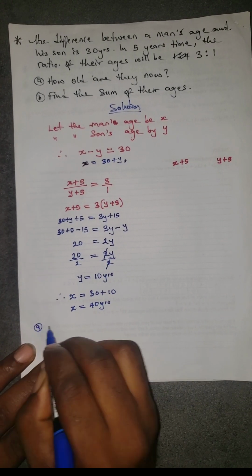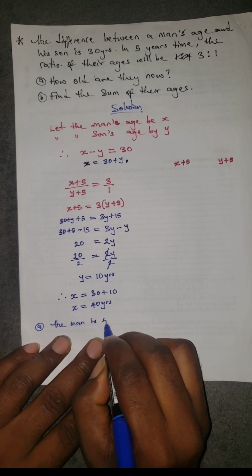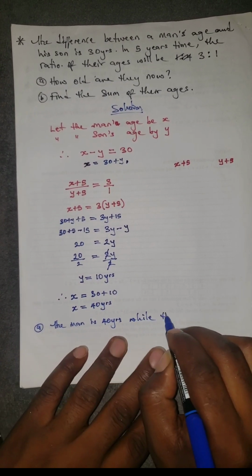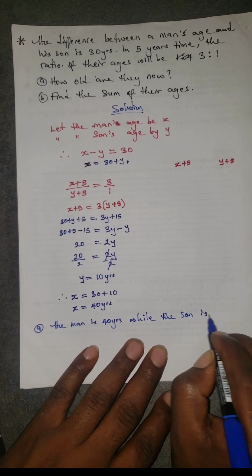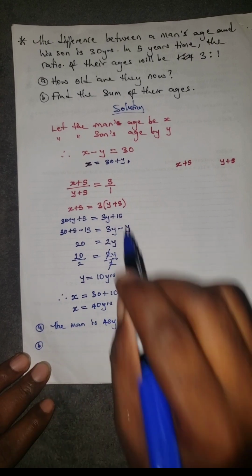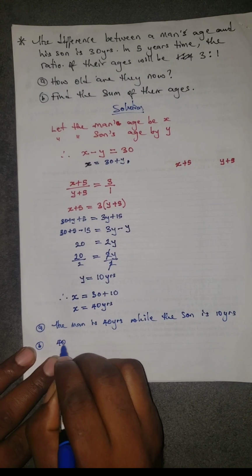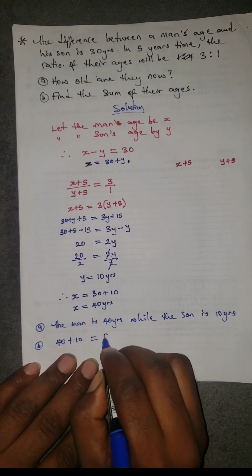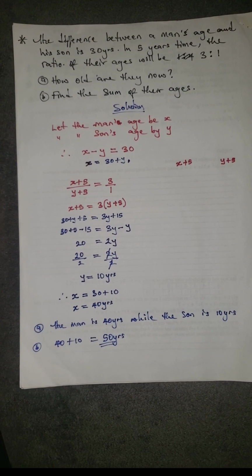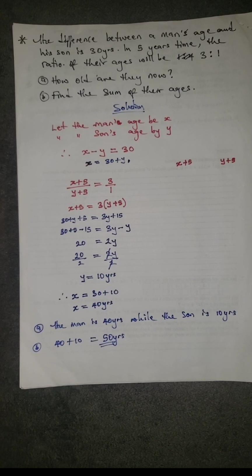So question A now, the man is 40 years while the son is 10 years. Now B, find the sum of their ages. So 40 plus 10, that will give us 50 years. So the sum of their ages is 50 years. Okay, so you can see how we solve that particular problem.